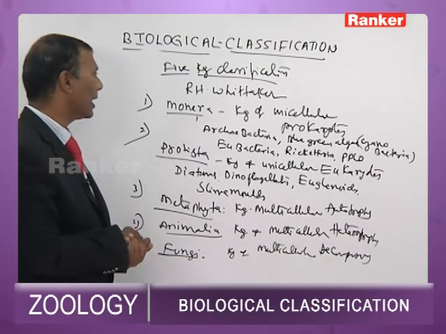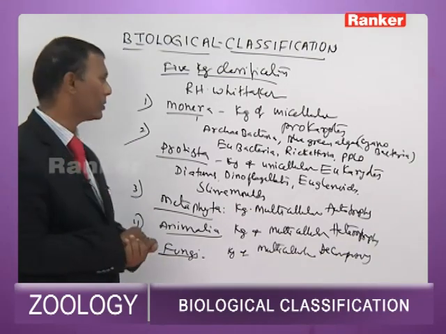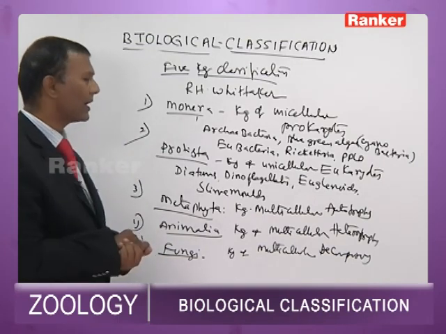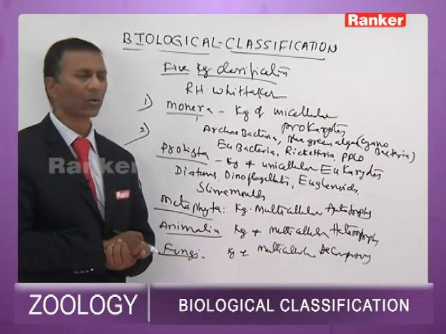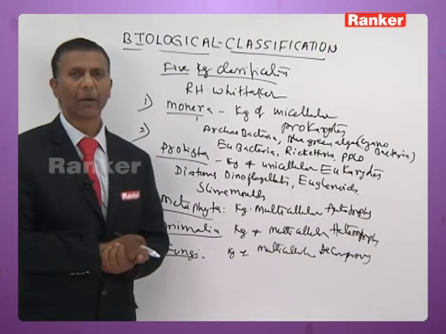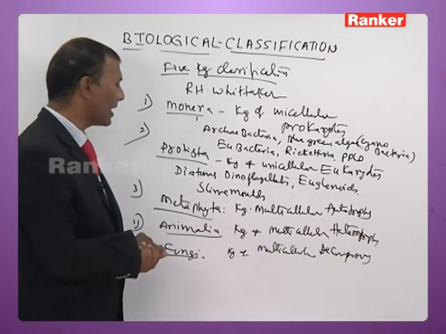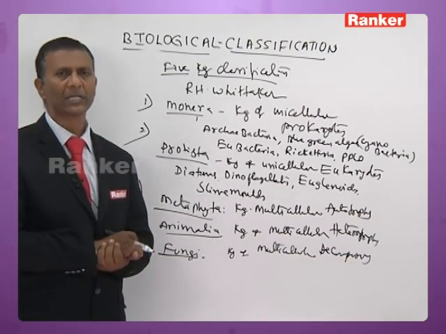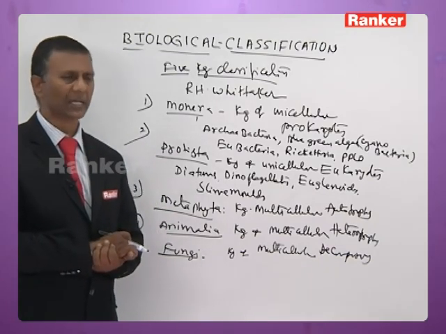Monera, kingdom of unicellular prokaryotes. Protista, kingdom of unicellular eukaryotes. Metaphyta, kingdom of multicellular autotrophs. Animalia, kingdom of multicellular heterotrophs. Fungi, kingdom of multicellular decomposers. Now we shall do this in detail later on in the next class.